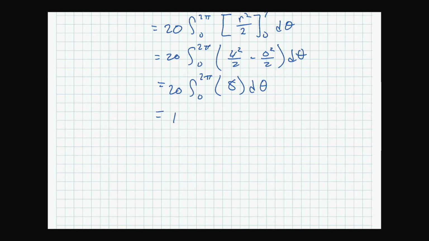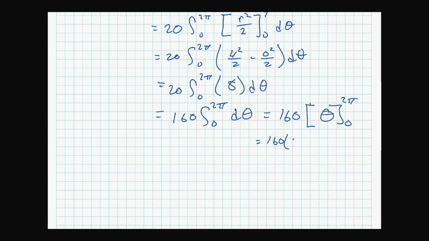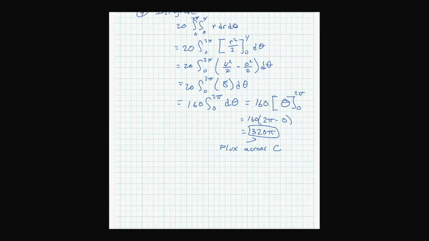Take that 8 out, you have 160 times the integral from 0 to 2 pi of d theta. The integral of d theta is theta from 0 to 2 pi. 160 times 2 pi minus 0. 320 pi. That is the flux across C. And that's your answer.